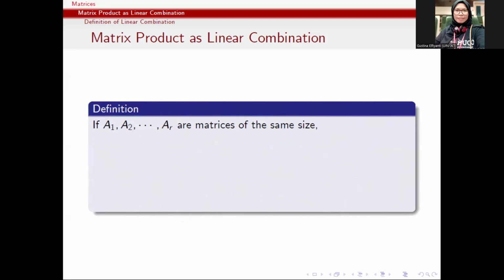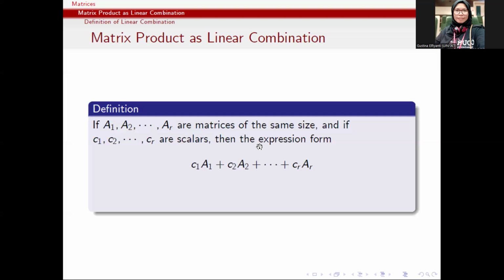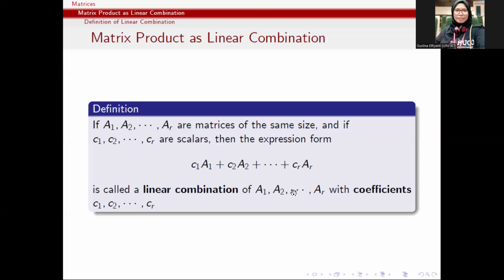Now we see the formal definitions. If A1, A2 to AR are matrices of the same size, and if C1, C2 to CR are scalars, then the expression C1 A1 plus C2 A2 plus and so on plus CR AR is called a linear combination of A1, A2 to AR with coefficients C1, C2 to CR.